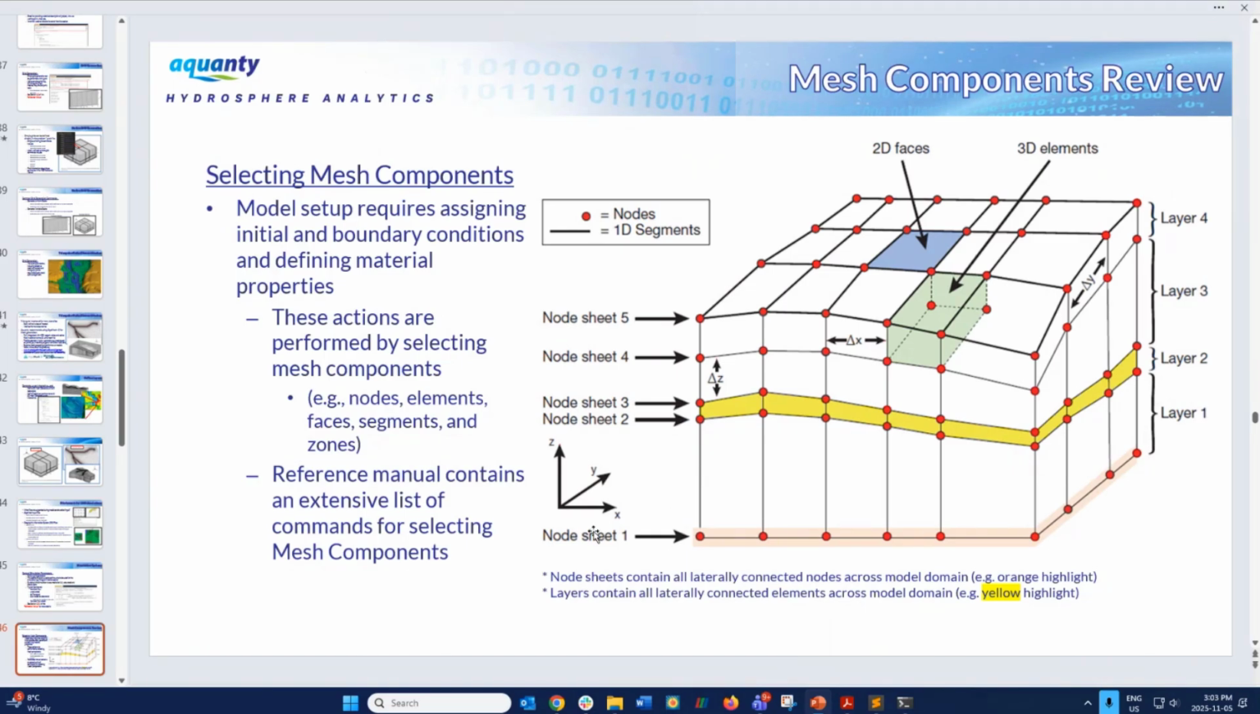And layers and node sheets always start at the bottom with node sheet 1 and then increase in elevation. So in this case, the top node sheet is node sheet 5, and there are 4 layers in this model, layer 1 being at the bottom and layer 4 being at the top.